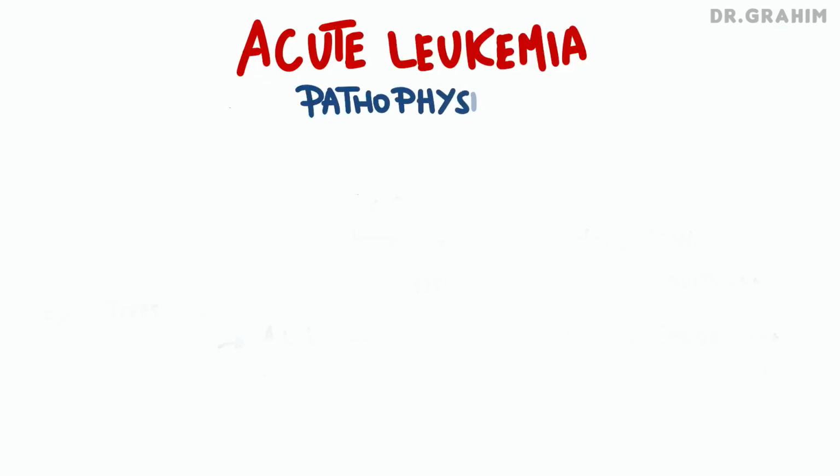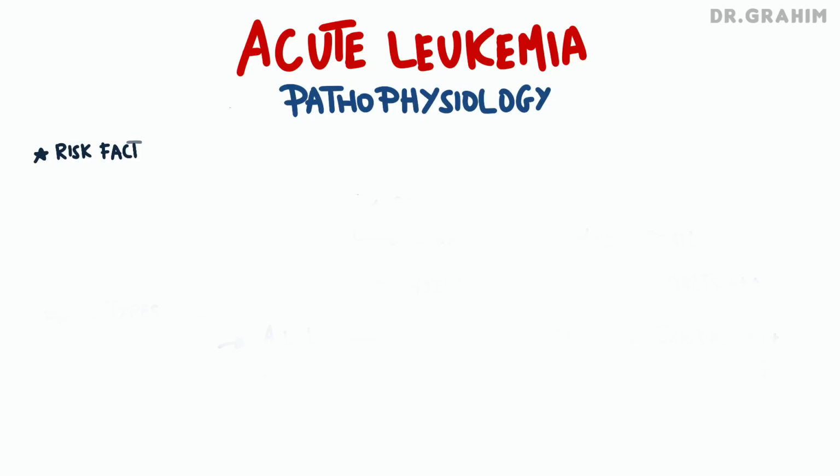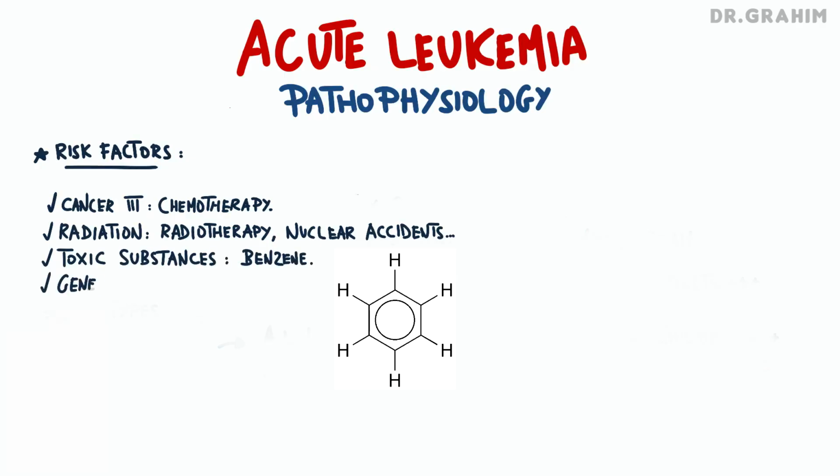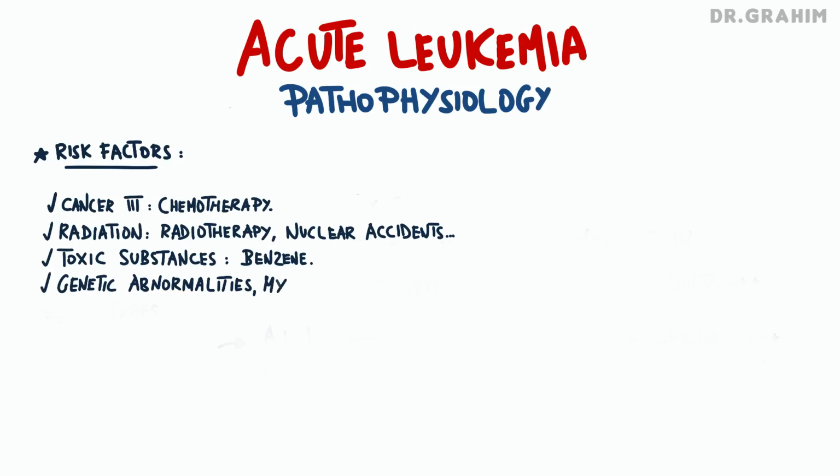Well, when it comes to the pathophysiology of acute leukemias, I'll try my best to make it as simple as possible. The onset of acute leukemia can be promoted by several risk factors, although in the majority of cases, no specific cause is identified. Among the known contributing factors, we find certain cancer treatments, particularly chemotherapy, exposure to radiation, such as those used in radiotherapy or during nuclear accidents, and toxic substances like benzene. Genetic abnormalities are also contributing factors, which may be inherited or acquired during life, as well as certain pre-existing bone marrow diseases, such as myelodysplastic syndrome, which can evolve into leukemia.